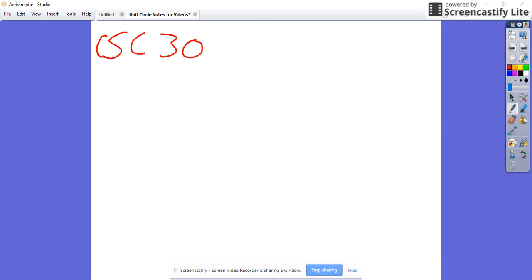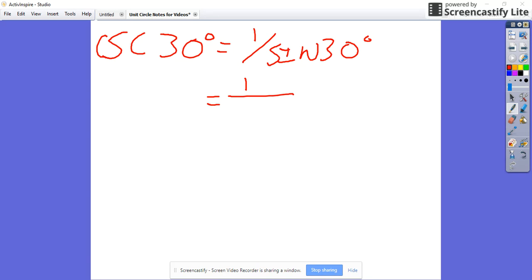Let's go ahead and do 30 degrees for that one too, just so you have a reference of what both of these look like. Well, that's really asking you to find 1 over sine of 30 degrees. So 1 over sine of 30 degrees, well, that's 1 over the y-coordinate at 30 degrees. The y-coordinate at 30 degrees is 1/2. So I'm dividing by a fraction again, so it's 1 times 2 over 1, which is simply 2.